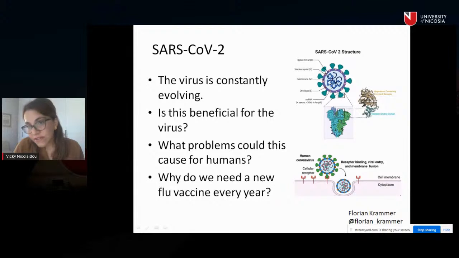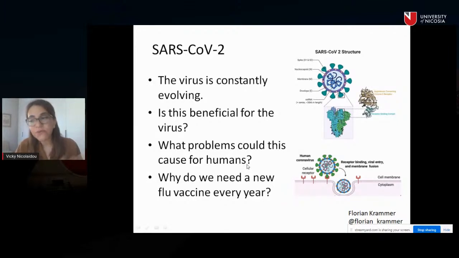For example, if the surface protein, this spike protein that the virus uses to enter our own cells, changes too much and the virus is no longer able to attach to our own cells, then it cannot infect them. Or if anything else that the virus uses to complete its replication cycle changes too much, then it can no longer function properly, and the virus cannot complete its replication cycle. It cannot make copies of itself. On the other hand, other changes may not affect the virus, but they may affect the ability of our immune system to detect it and destroy it. So this is why we need a new vaccine against the flu virus every year.